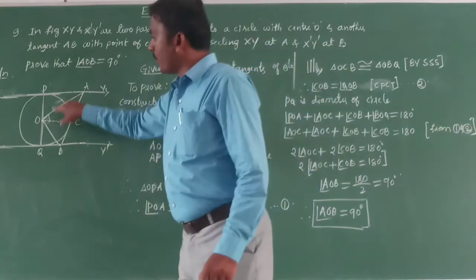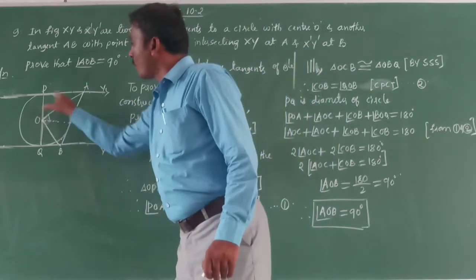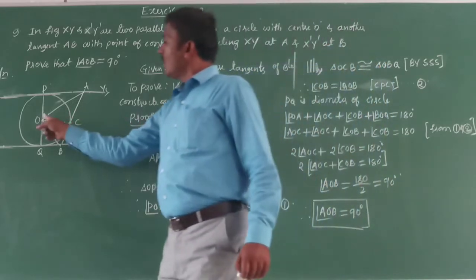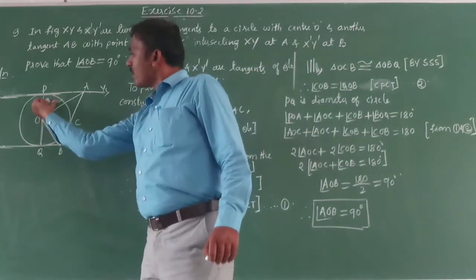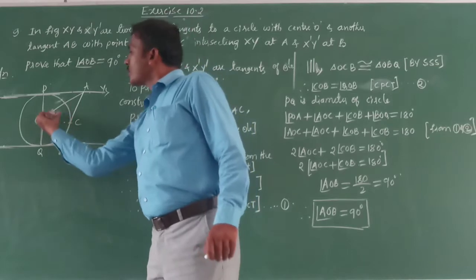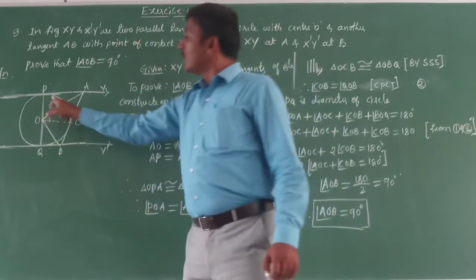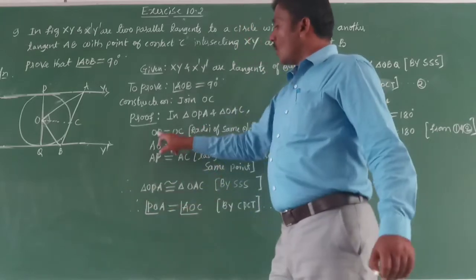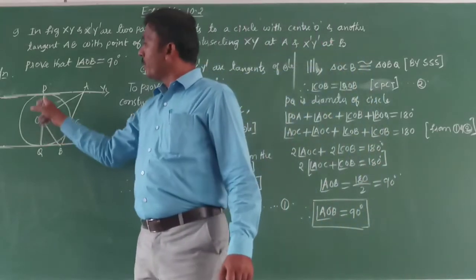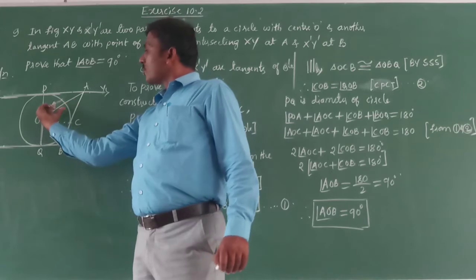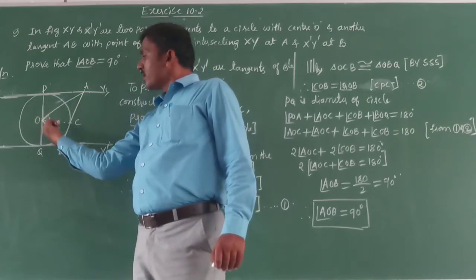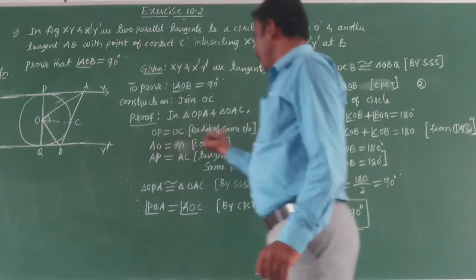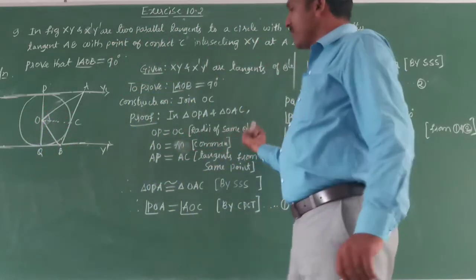First you have to consider these two triangles, triangle OPA and triangle OAC. See, OPA is the small triangle, and OAC. These two triangles you have to consider. In these two triangles, OP is equal to OC because OP is also a radius and OC is also a radius. Radii of the same circle will always be equal.